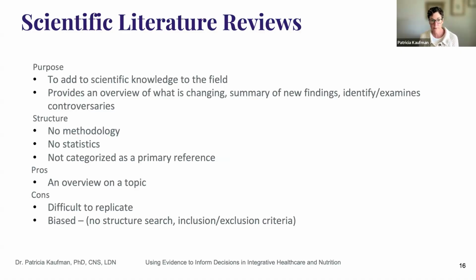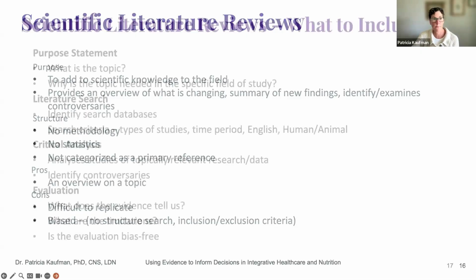But again, there is no methodology, there's no statistics. So with no methodology, another researcher cannot come in and duplicate the study. And it's not categorized as a primary reference. Again, it's an overview of a topic. Cons: it's difficult to replicate, and it can be biased, as I indicated before.